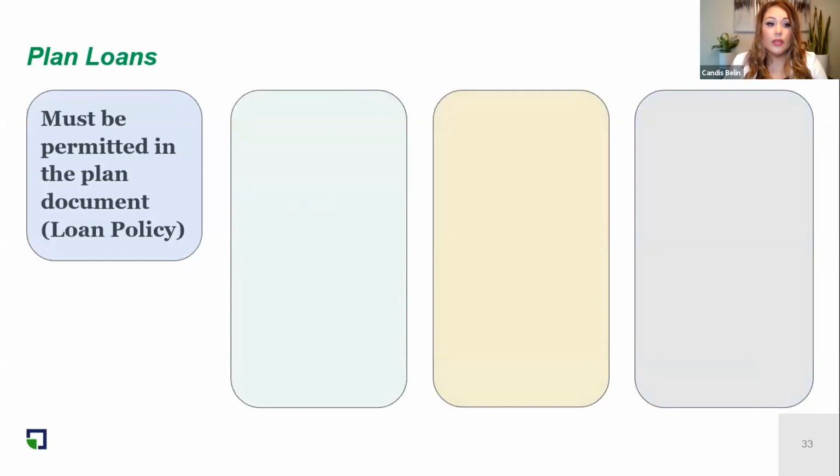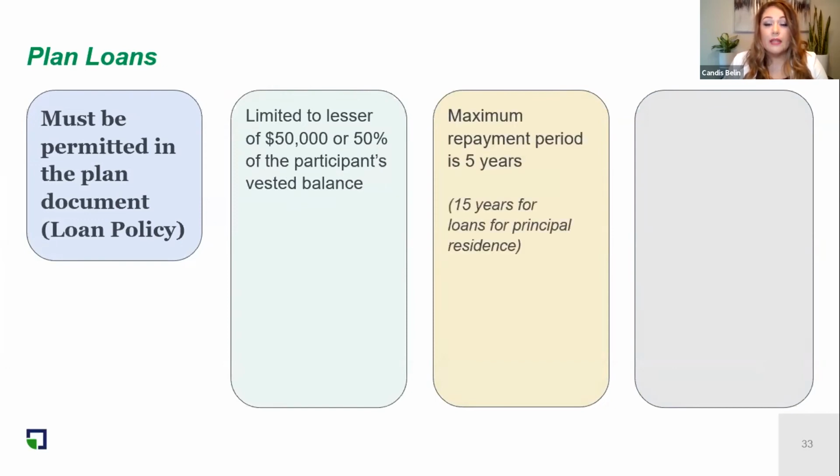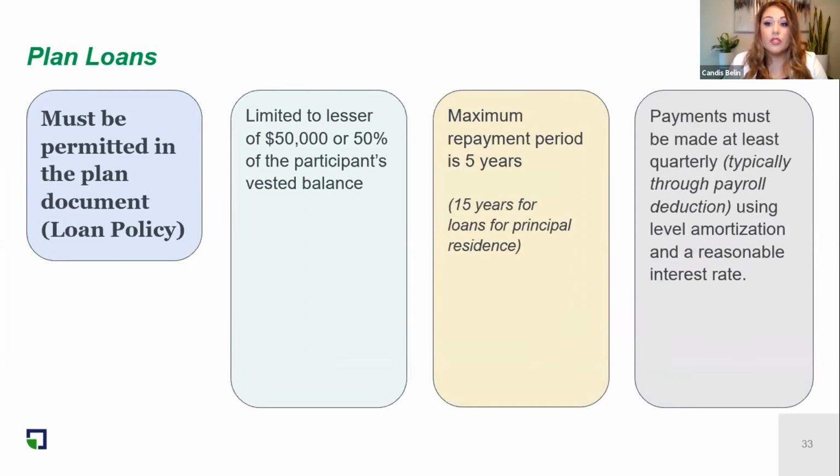So plan loans. If you want to have plan loans in your document, you must write that into your document via a loan policy. Typically, they are limited to the lesser of $50,000 or 50% of the participant's vested account balance. The maximum repayment period is 5 years. And if you're using it for a principal residence, it's 15 years. Also, payments must be made at least quarterly, typically through payroll deduction, using level amortization and a reasonable interest rate. And what that might look like is prime rate plus 1%.